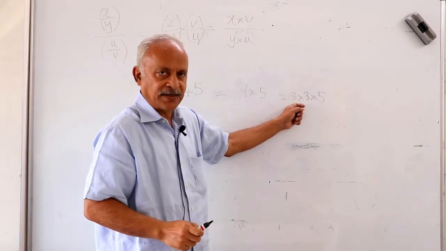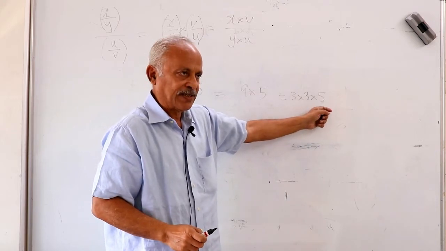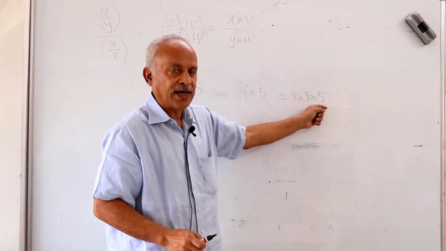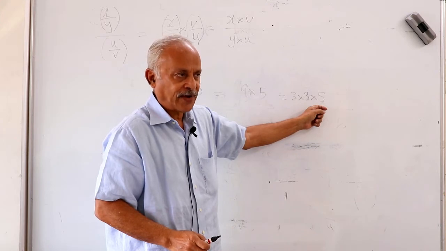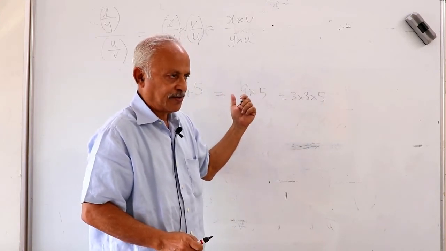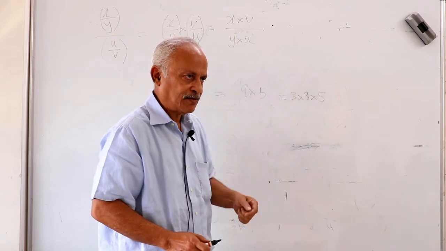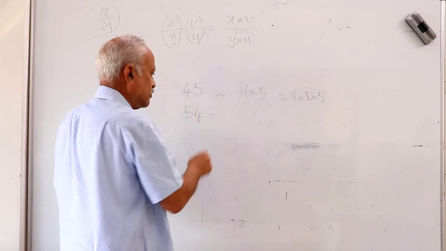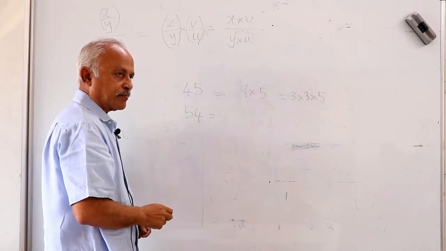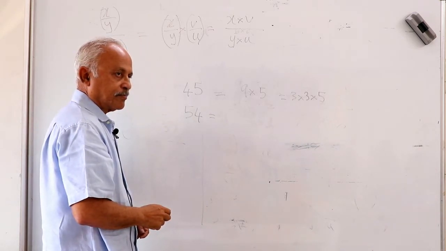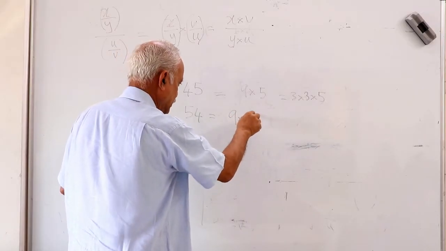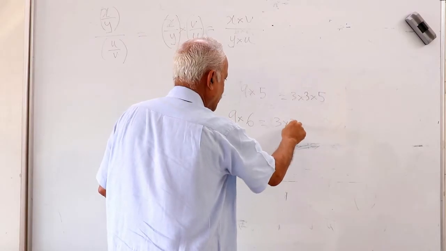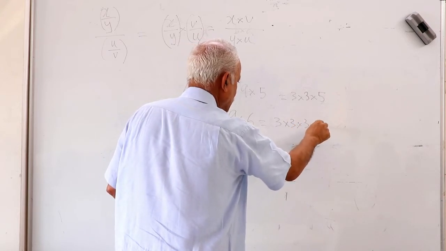Now I cannot factorize 3 further. I cannot factorize 5 further. So this is known as the prime factorization of 45. Shall we do one more example? Nandita? Factorize 54. 9 into 6, which is 3 into 3 into 3 into 2.